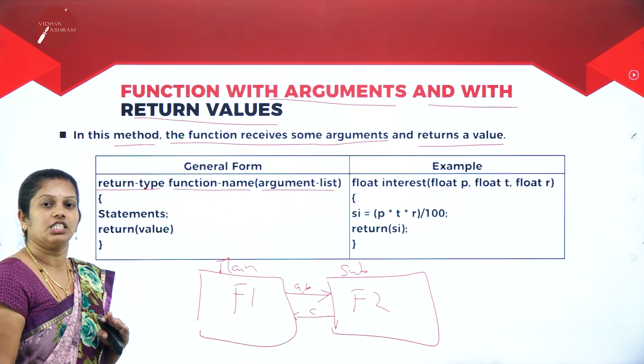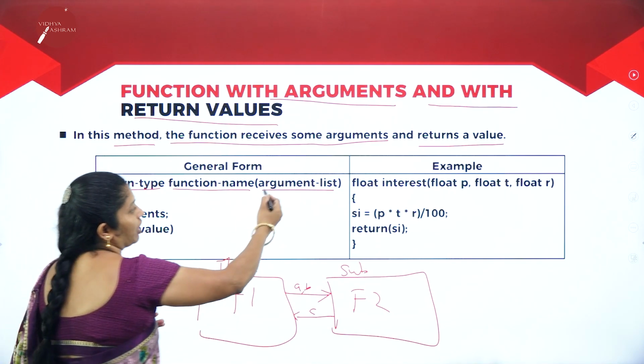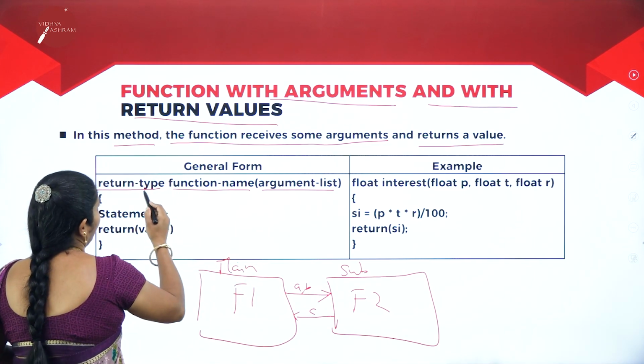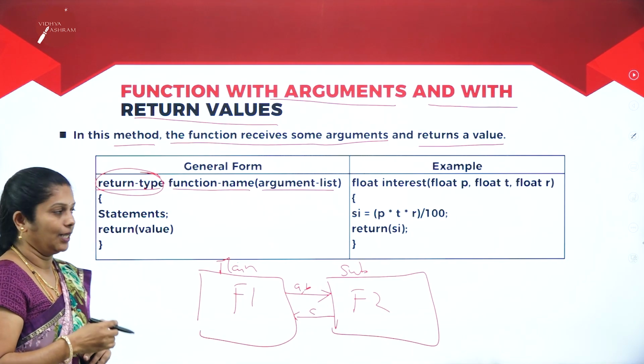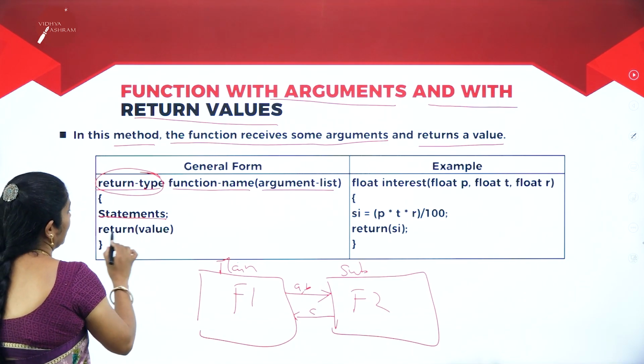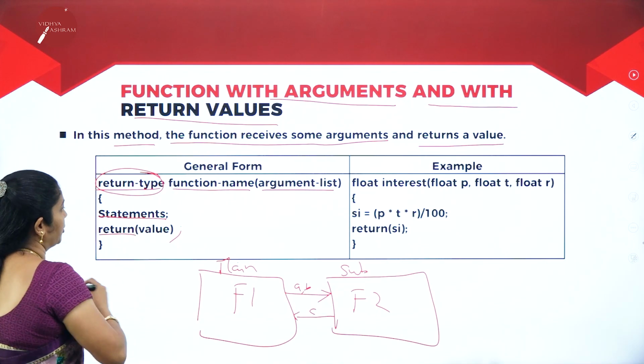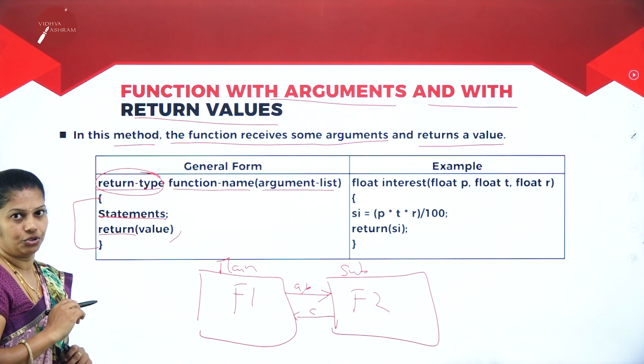Which are the arguments? The values we are sending from the main program to the subprogram. And here, after calculation, which type of value we are generating. Then the statements, then return values, you have to write here, and here you have to close the function.